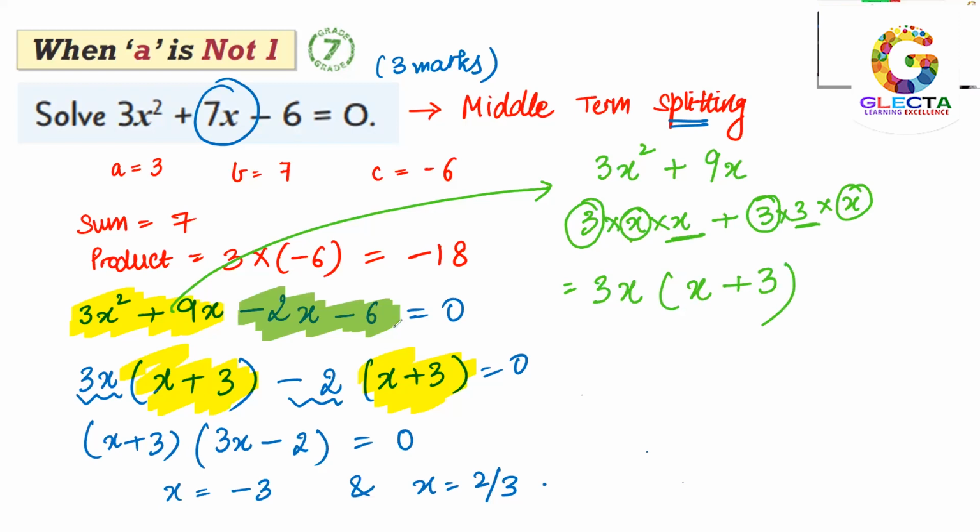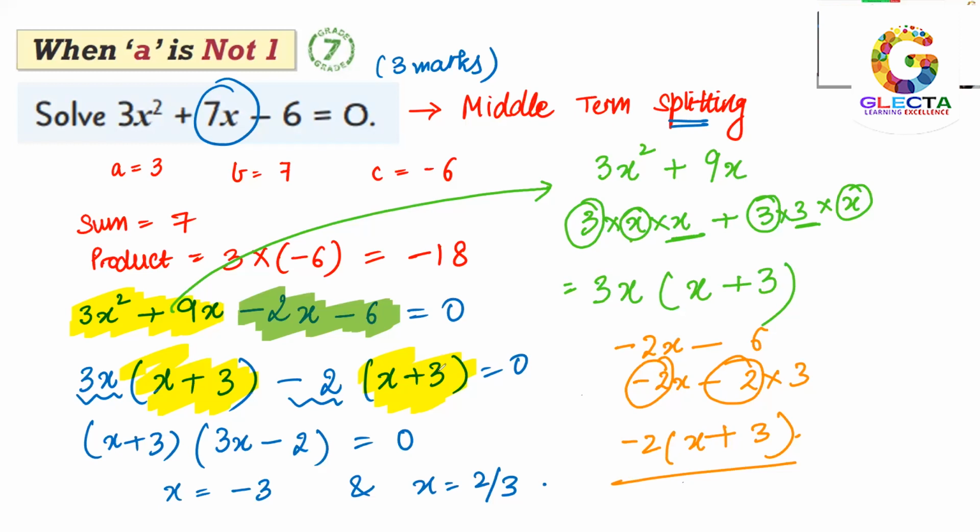Similarly, when I talk about this minus 2x minus 6, this is negative 2x minus 2 times 3. So negative 2 is common. When you take a minus 2 common, and since you've taken a minus outside the brackets, inside you'll be left with plus. So that's what I have written. Everyone done? Guys, please tell me, are you done?